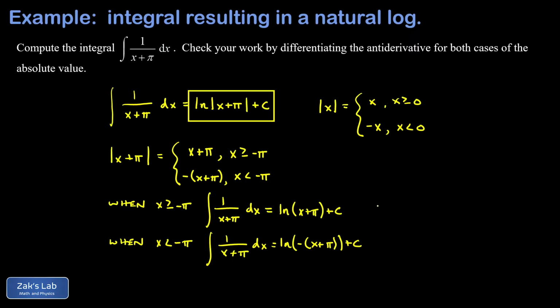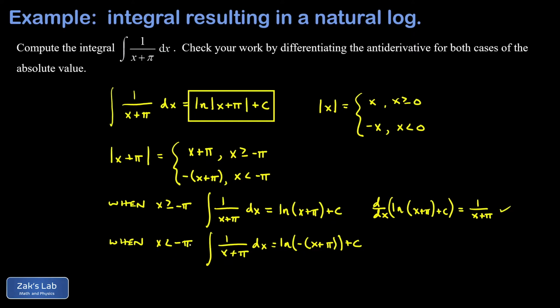So to check that the antiderivative is correct, we differentiate it and see if we get back to what we started with. So in the first case, we have the derivative of the natural log of x plus pi plus c, and we know the derivative of the c gives us 0. The derivative of the natural log of x plus pi is just 1 over x plus pi. And to be extra cautious, I'll mention that we have to multiply by the derivative of x plus pi. In other words, we have to use the chain rule, but that derivative is just 1. So the derivative of my antiderivative comes out to my original integrand, and I'm happy.